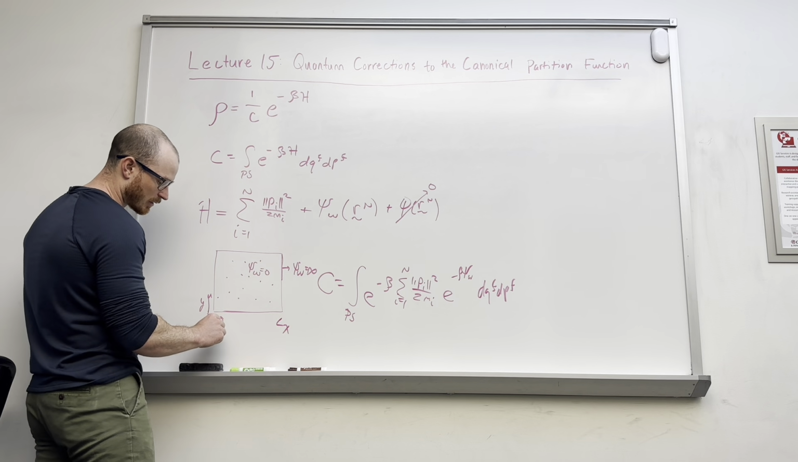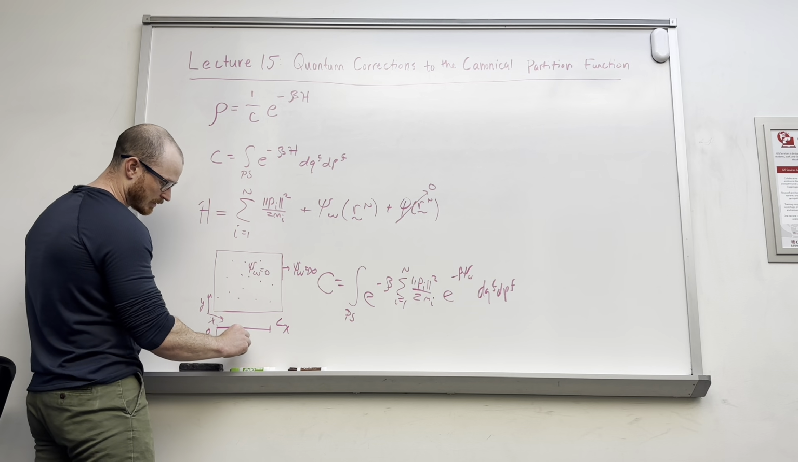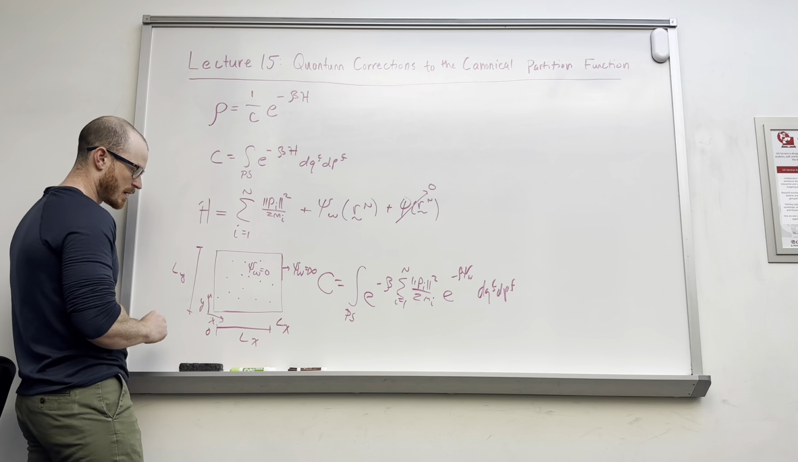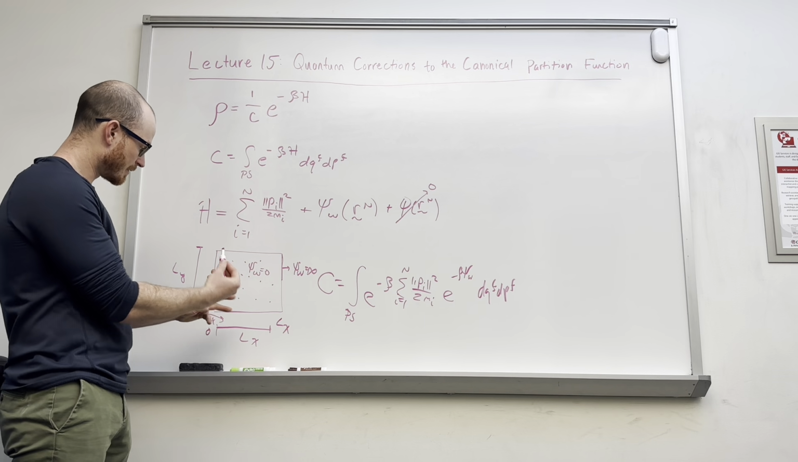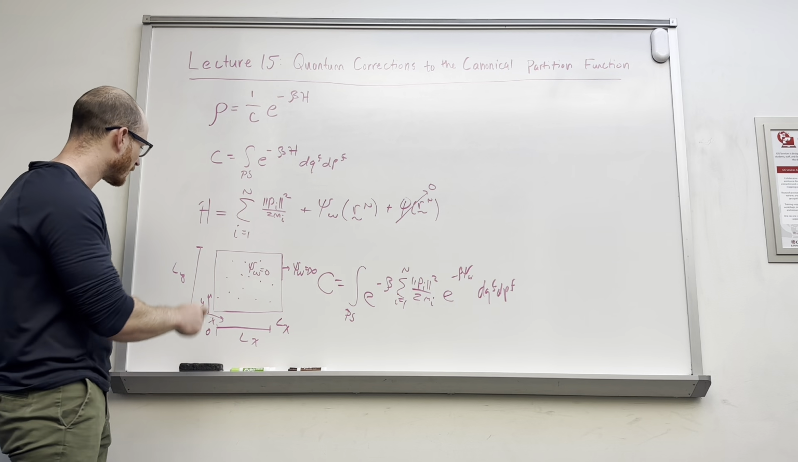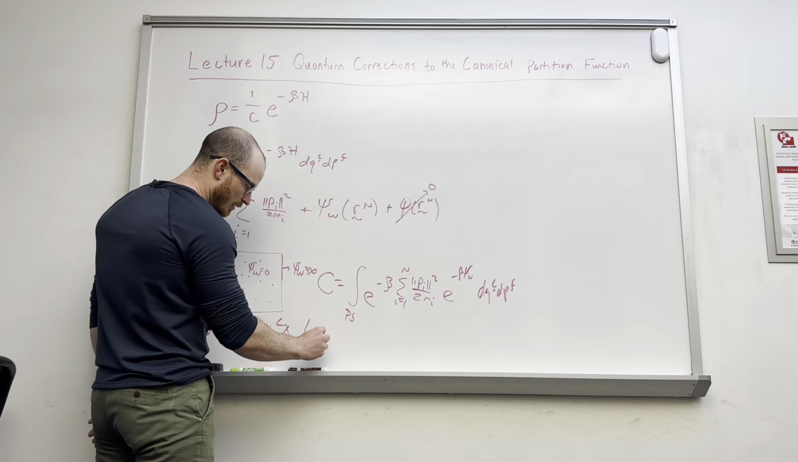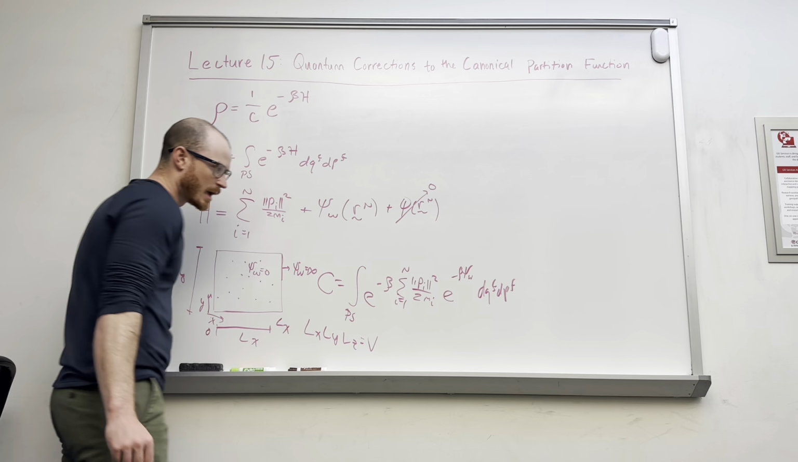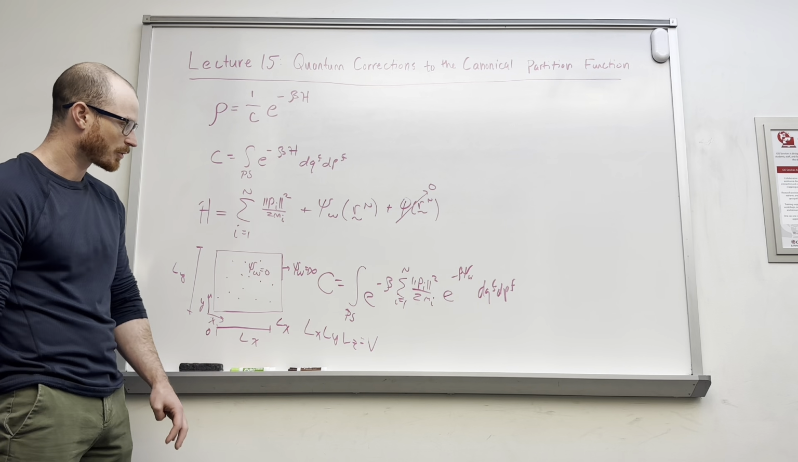So maybe this is 0 here. This is the length of the box, Lx. The height of the box is Ly. And the vertical dimension in z is Lz. Now when you multiply them all together, Lx times Ly times Lz, that just gives you the volume. And we've done this before, so that's why I'm moving pretty quickly.